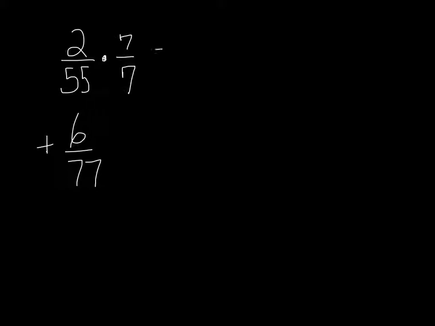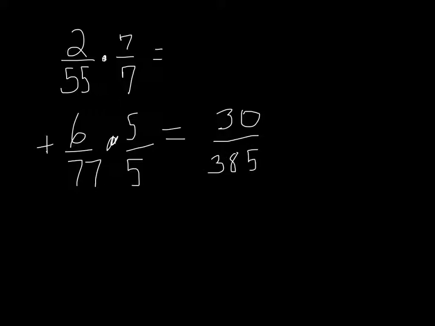So 2 over 55 plus, and I'm going to rewrite it like this. I think it's a little easier. Well, 55 was 5 times 11. And to get to 385, we just need to multiply by 7, because that was all that was left in the LCD. And this one we just need to multiply by 5, because we already have the 7 times 11 there. So we're going to get 30 over whatever 77 times 5 is, which you already know because that's what you're trying to get, the 385. And this one will be 14 over 385.